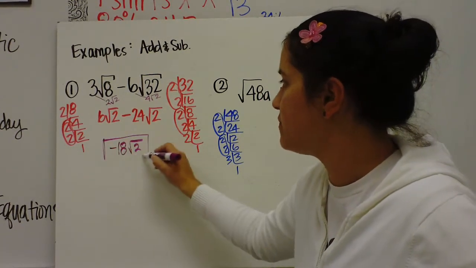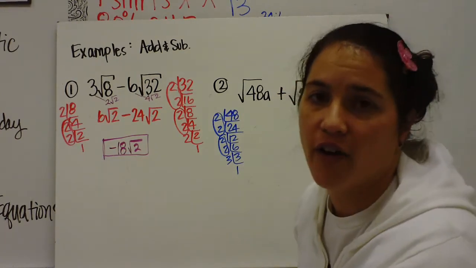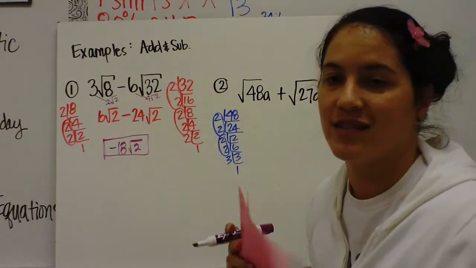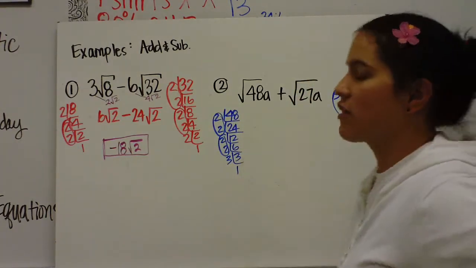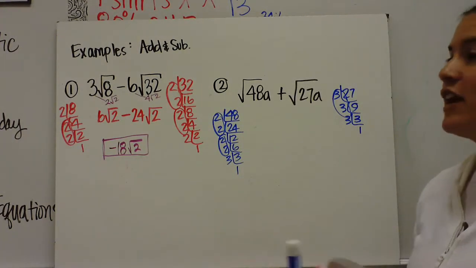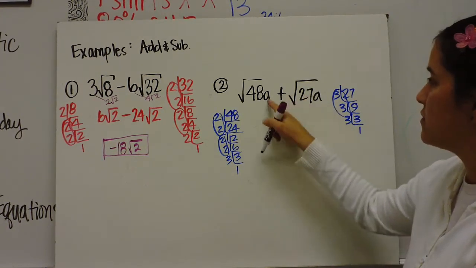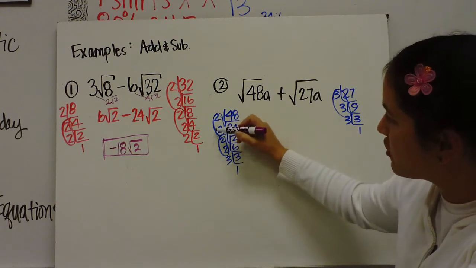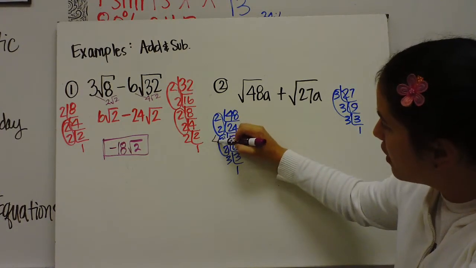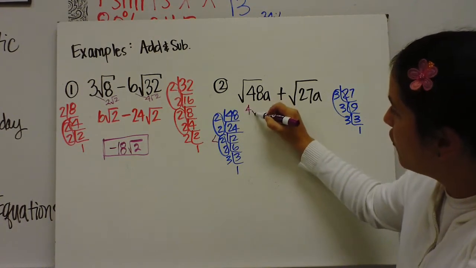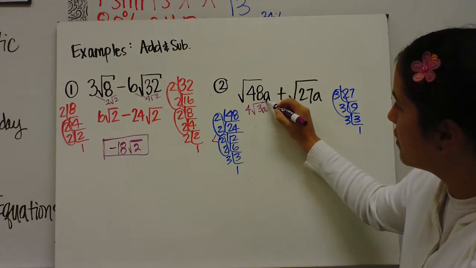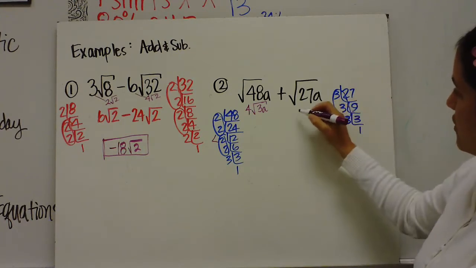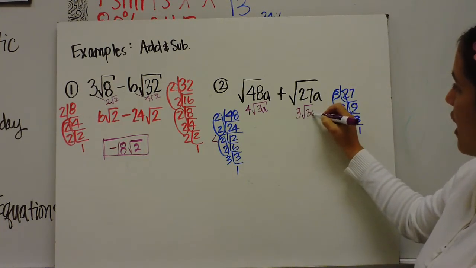And that's your answer. When you do have operations with radicals and you're adding or subtracting, you have to have the same radical. So let's go over here to number 2. I have a variable in my problem. Alright, so to simplify 48, I've shown you my upside down division. So I have two pairs of 2, so 4 root 3a. And over here I had a pair of 3's, and so this would be 3 root 3a.